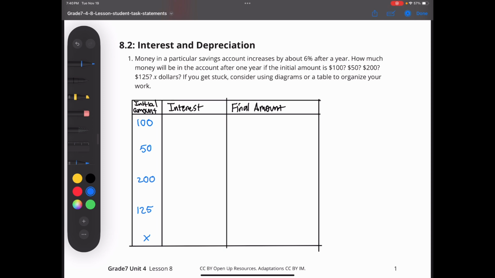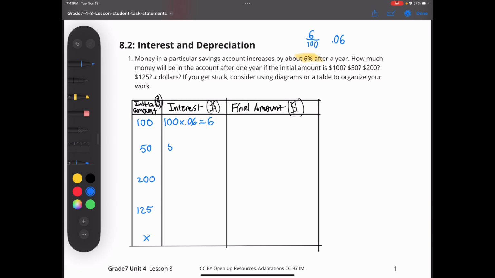So let's add the interest. Interest is the same, 6%. So the interest on $100 is 100 times 6%. 6% can also be thought of as 6 over 100 or 0.06. So you can multiply any number by 0.06 and that would be 6% of that number. So 100 times 0.06 is $6. This is all in dollars.